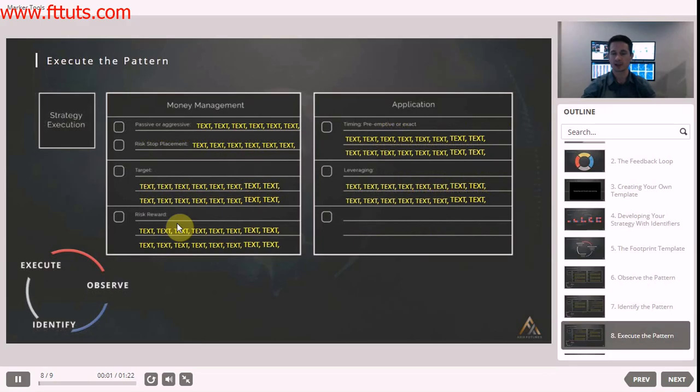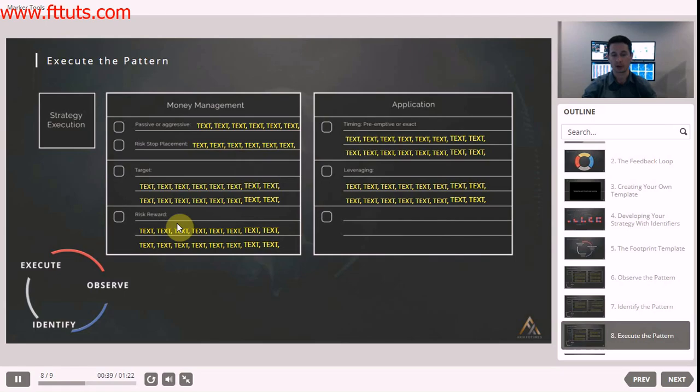So the third section of the template is all about strategy execution. Again, the two subsections will include money management as well as the application or the decision-making process. Now, some of the factors to consider, or the identifiers we're going to consider with regards to money management, will include passive or aggressive execution, risk stop placement, target placement, as well as the risk reward. And then in terms of the application side, timing, whether we're preemptive or exact, as well as leveraging, or better known as pyramiding.